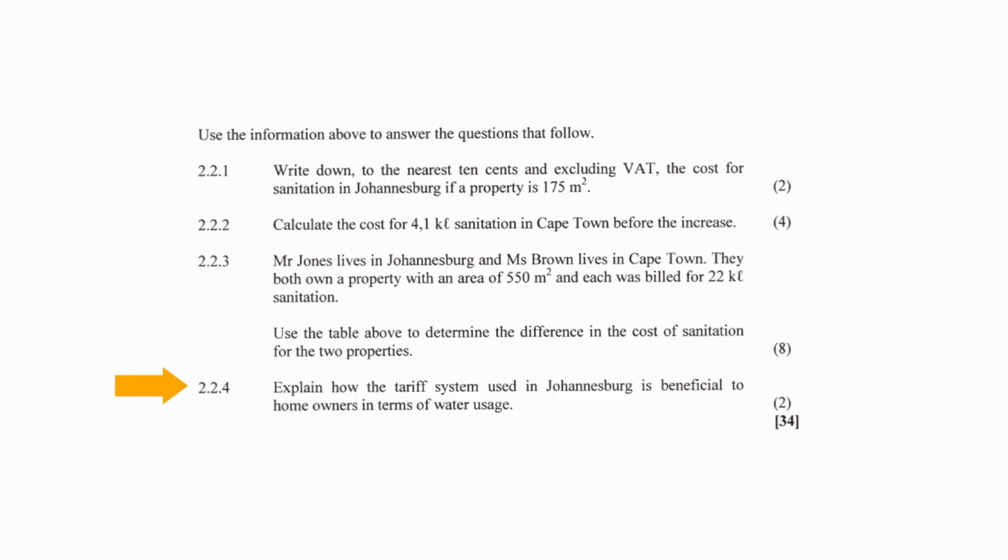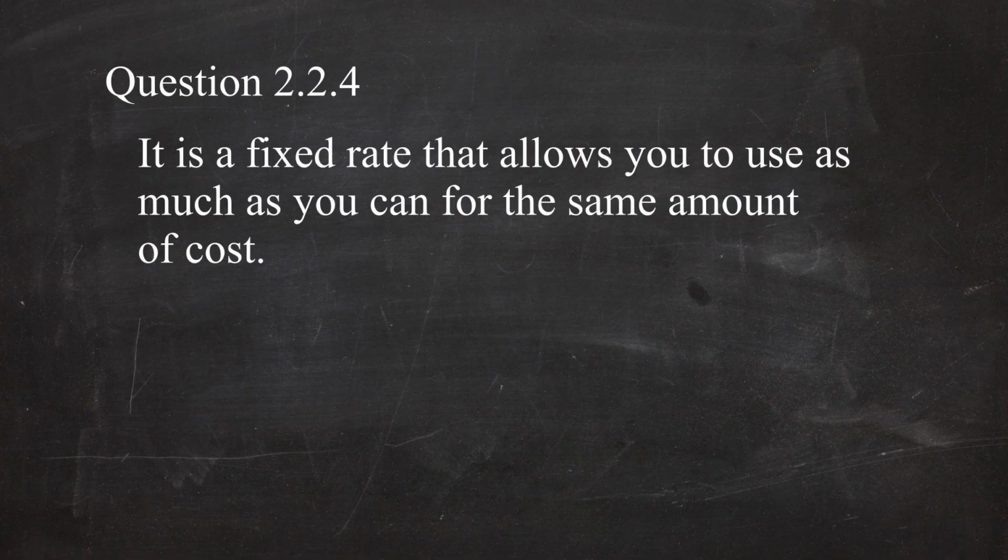In question 2.2.4, you have to explain how the tariff system used in Johannesburg is beneficial to homeowners in terms of water usage. In Johannesburg, your sanitation is calculated based on your property size and not the amount of water you use. It is a fixed rate that allows you to use as much as you can for the same amount of cost.